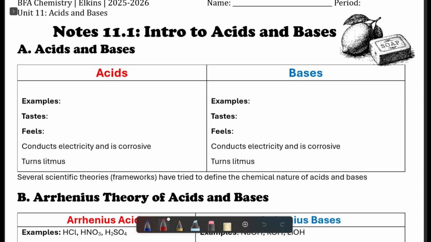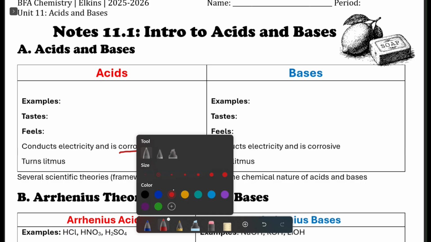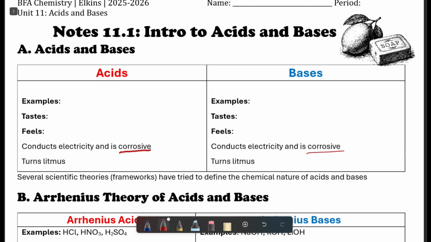Yes? Corrosive. It is corrosive. That is a description of an acid, and so are bases, though. A lot of people don't realize how corrosive bases are. If I give you a high concentration of hydrochloric acid, that's an acid, that is going to be corrosive. That could burn through your skin. If I give you sodium hydroxide really concentrated, that's also a base, and that is going to be super corrosive as well. So both can be corrosive.